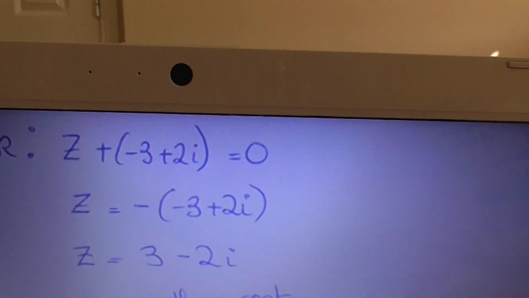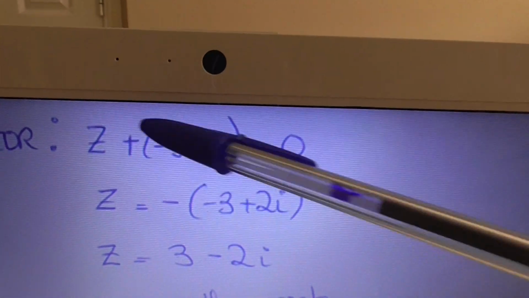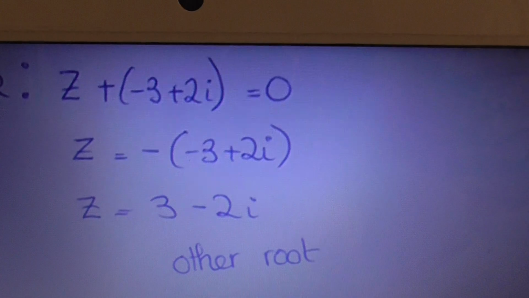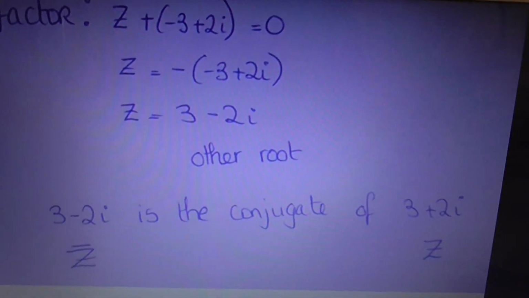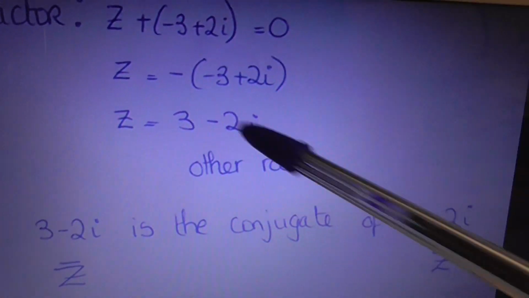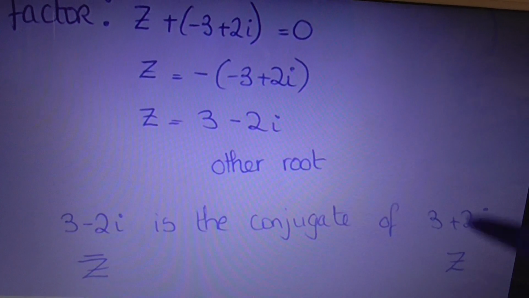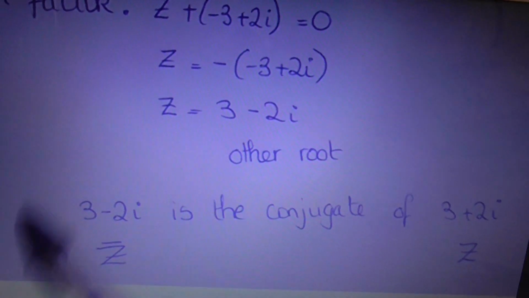So if that's the other factor, they said find the other root. So bring that bracket back over the equals, so it will now become minus the bracket, and multiply the minus into the bracket, so you get 3 minus 2i. So therefore the other root is 3 minus 2i. And also, what have we noted? 3 minus 2i is the conjugate of 3 plus 2i. That was my original root. Z was equal to that. That is Z conjugate.